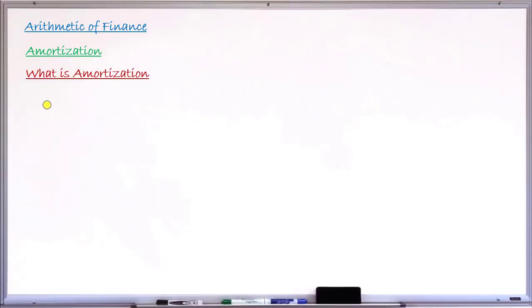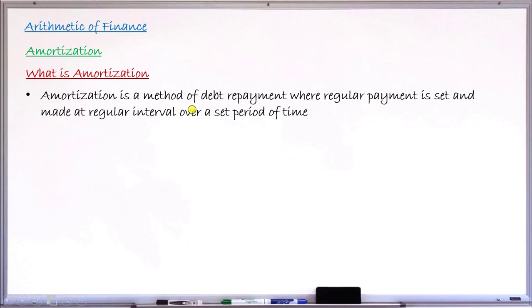To begin the lesson, my dear student, let me first explain the term amortization. Amortization is a method of debt repayment, that is, a method of offsetting a debt, where a regular payment is set aside, and that regular payment is made at a regular interval of time, and that goes on for a set period of time.